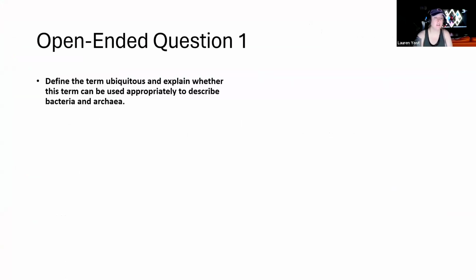Okay, so our first question: define the term ubiquitous and explain whether this term can be used to appropriately describe bacteria and archaea. I want you to be clear that on some of these questions, especially this one, I don't care whether you understand the word ubiquitous. You're not going to get tested on what ubiquitous means. The point is for you to recognize that ubiquitous means everywhere. Pretty much anywhere you look and test, you could find this, that, or the other thing. That's all this is asking, so that when we apply it to bacteria and archaea, can you explain how that would work?